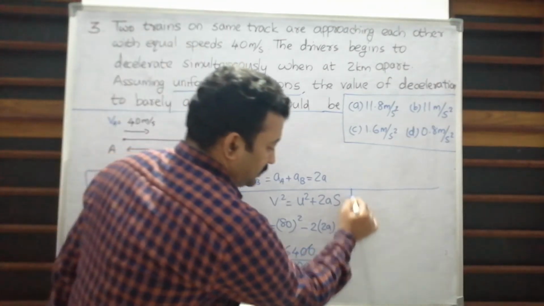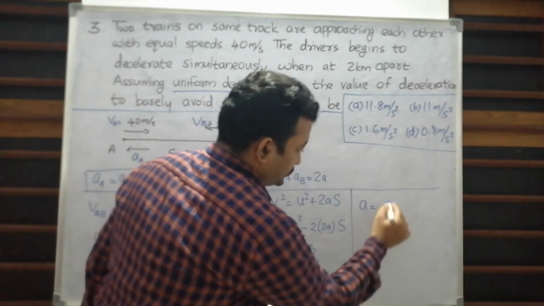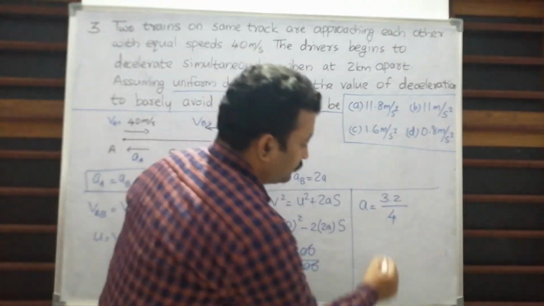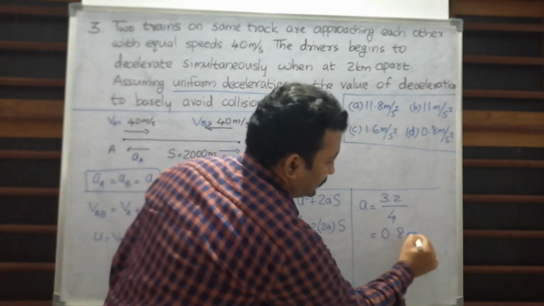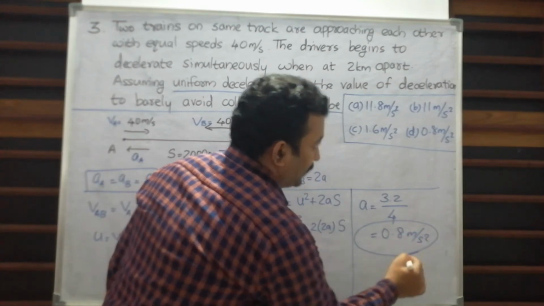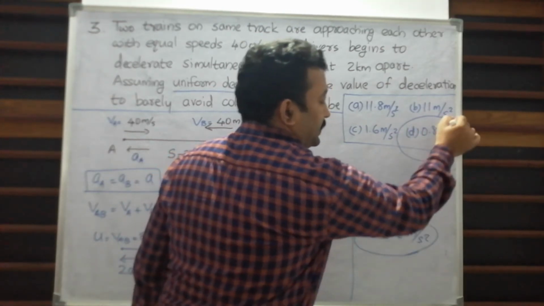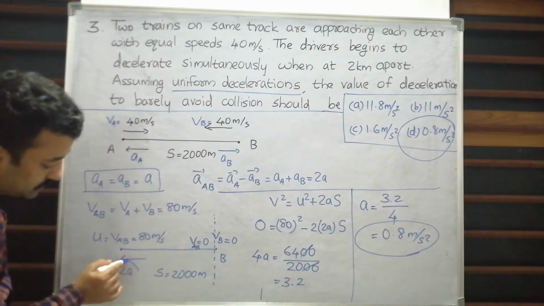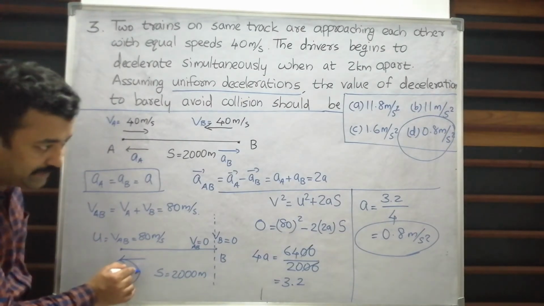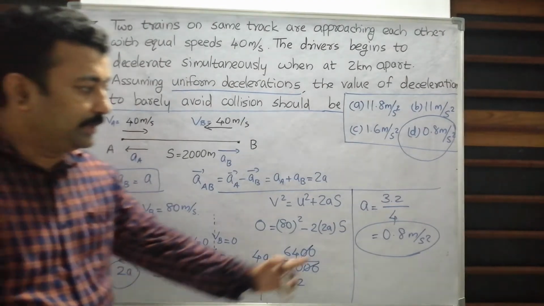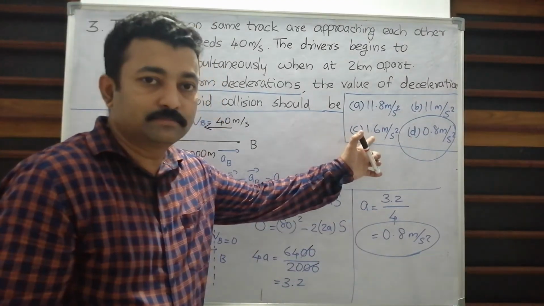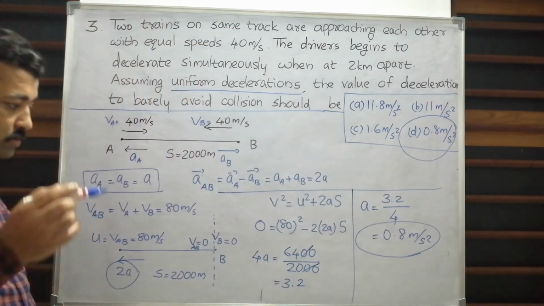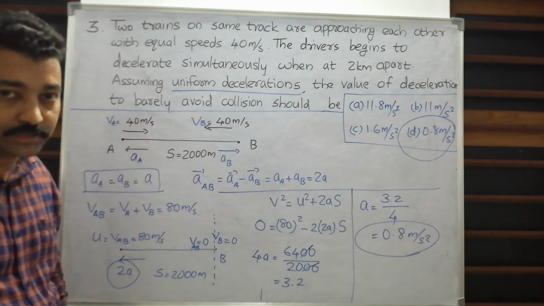Now find A. Acceleration is equal to 3.2 divided by 4, which is equal to 0.8 meter per second square. Option is D. So I will repeat, you have to select 2A, otherwise you will end up with an answer of 1.6. That is wrong. So you have to be careful while doing the problems of relative velocity.